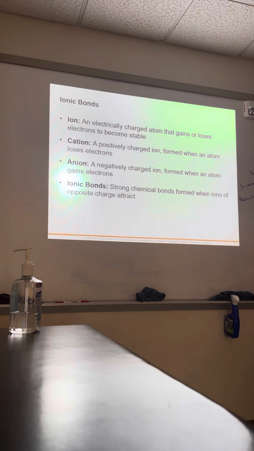Ionic bonds are strong chemical bonds formed when a positive ion is attracted to a negative ion. It forms a bond. Okay? That's a very strong bond. It's a very, very, very strong bond.